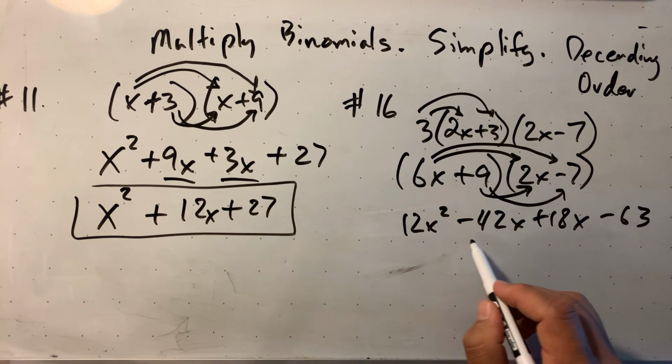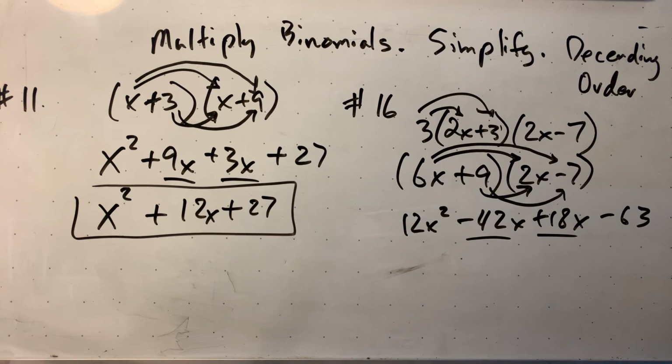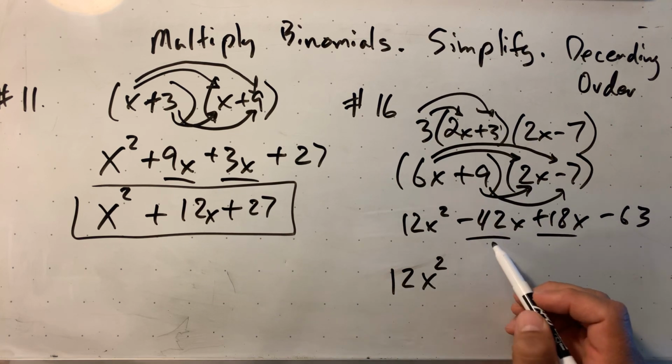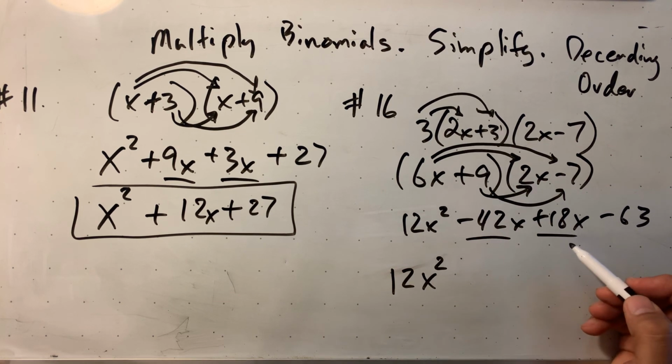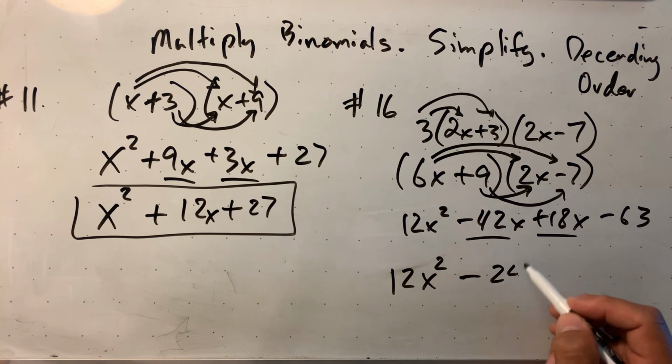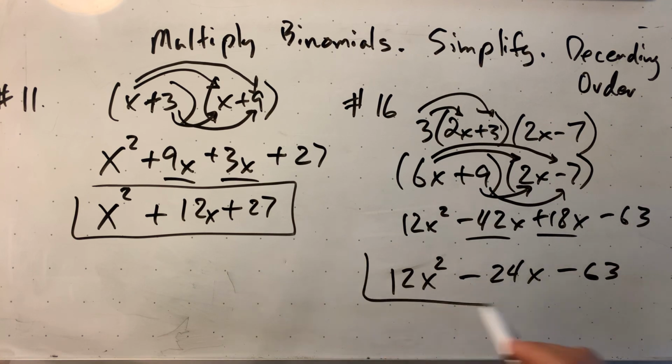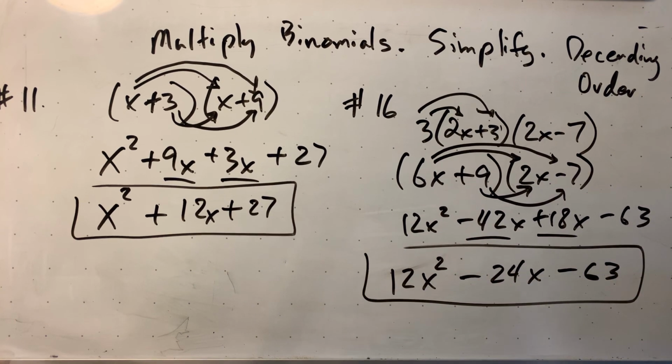And then the last thing to do would be to combine those terms and then leave it in descending order. So there's no more x squared terms, so I know that one's finished. And it's just a matter of adding negative 42x and a positive 18x, which comes out to minus 24x. And then minus 63 is your constant. And there's our final answer, left in descending order. There's the x squared term first, and then the x term, and then the constant. All right, hope that helps out.